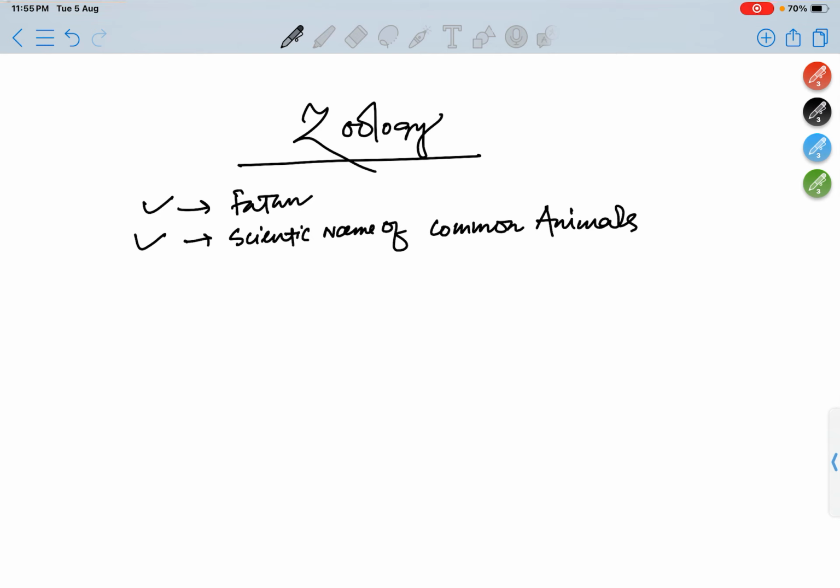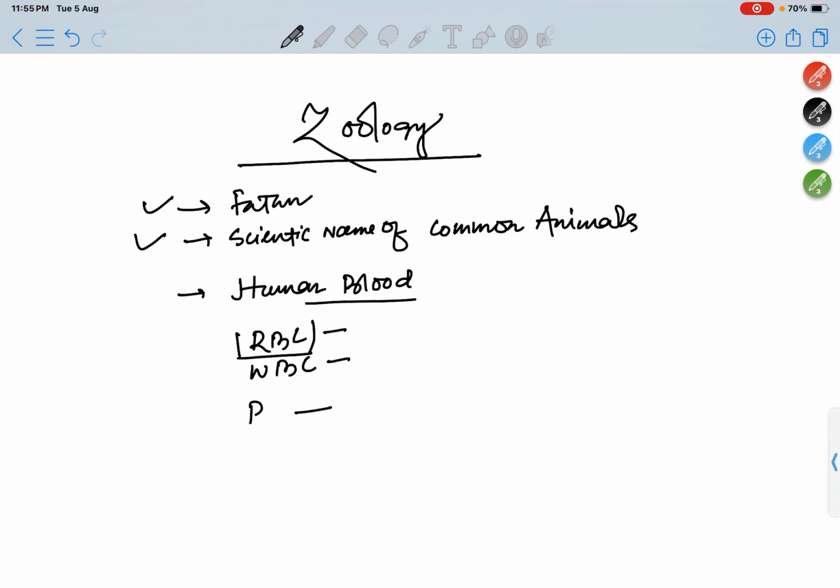And then there is a concept called human blood. So human blood you should know. What is RBC? What is WBC? What are platelets? That's it, very superficially. If the RBC level goes down in your body, what can happen? What are the functions of platelets? These are very one-liner things. You read it from the Lucent.